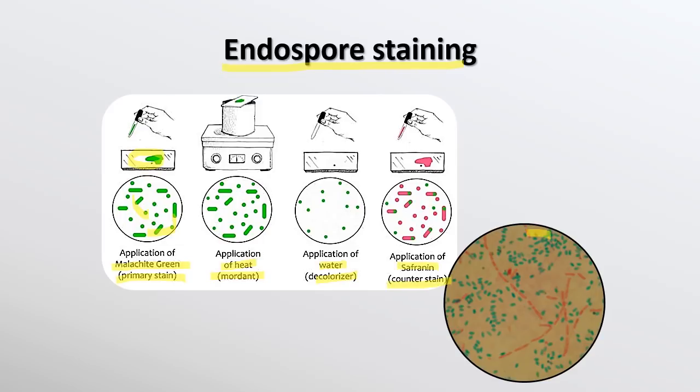So finally we'll get results like this. The cells will appear red, taking up the safranin. The endospore will look green, taking up the malachite green.